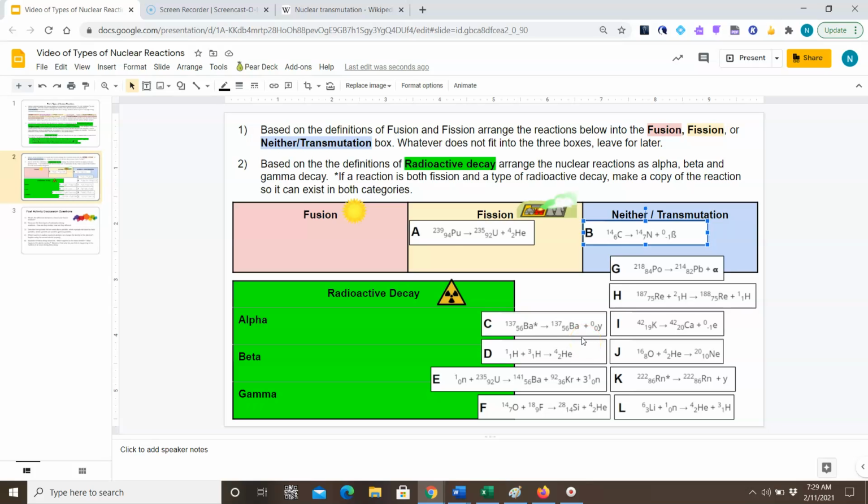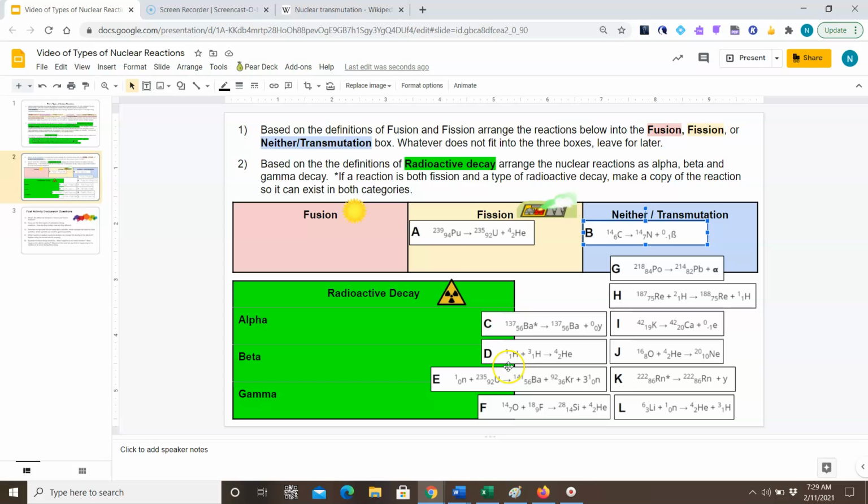What about, did we make something different? We start off with barium-137 and we still have barium-137. No, we didn't. So this we're going to leave out because it's not fission. We didn't make it into something smaller. And it's not transmutation because it didn't change. It's still barium.